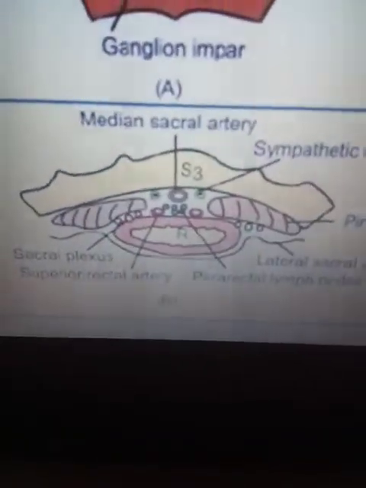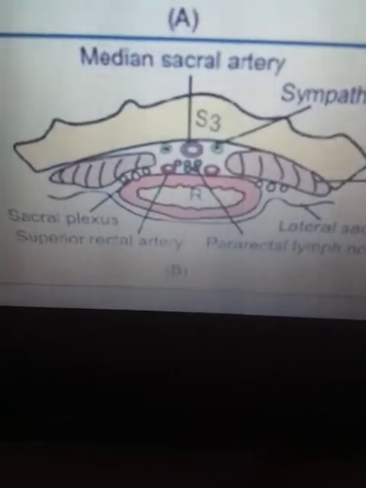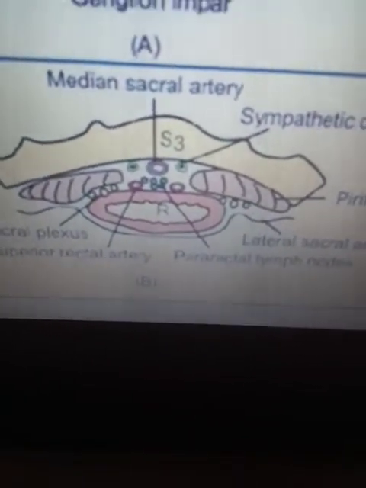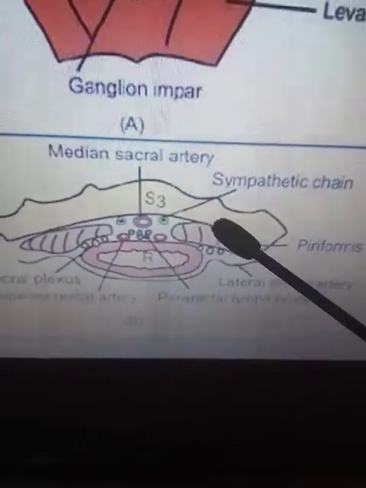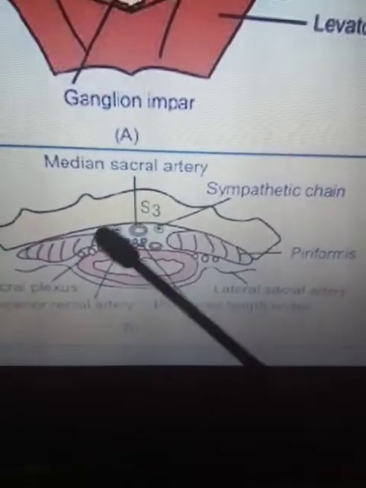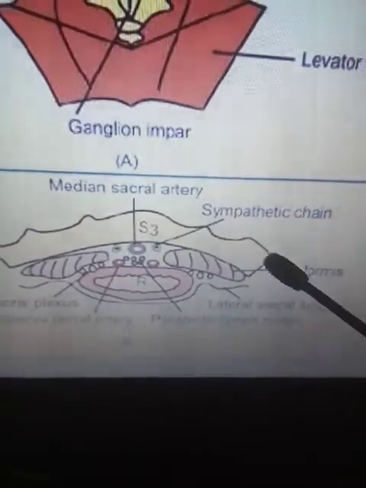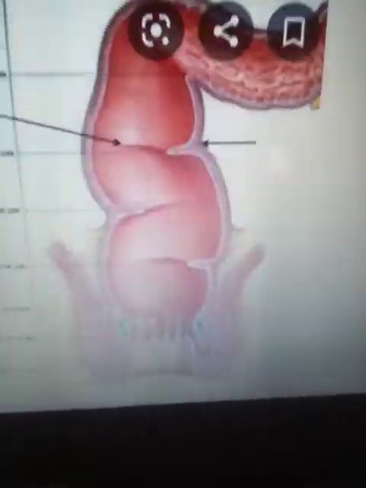See this diagram again keenly. See the things that you can observe. You can see this is the rectum, this is the lumen of the rectum. Then you have the piriformis, sympathetic chain, median sacral artery, and the sacrum behind. This is the transverse section.